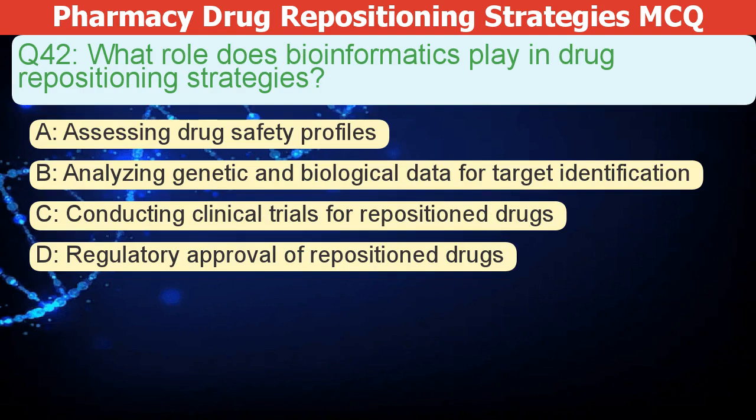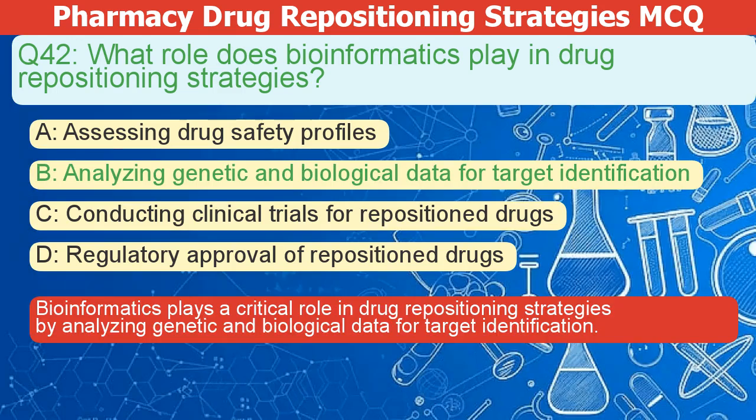What role does bioinformatics play in drug repositioning strategies? A. Assessing drug safety profiles. B. Analyzing genetic and biological data for target identification. C. Conducting clinical trials for repositioned drugs. D. Regulatory approval of repositioned drugs. The correct answer is B. Bioinformatics plays a critical role in drug repositioning strategies by analyzing genetic and biological data for target identification.